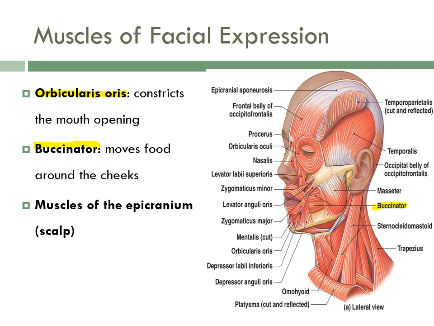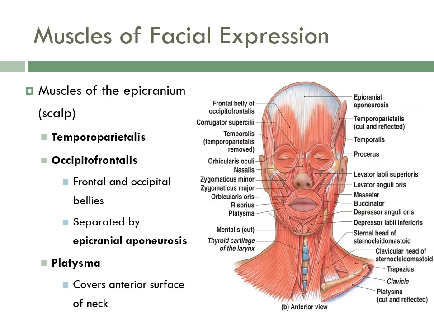And then you also have muscles of the scalp. So we're going to look at those in the next slide. So our muscles of the scalp are, you don't have to memorize, they are named for the bones that they attach to. So temporoparietalis, which is here, attaches from the temporal bone up to the parietal bone.